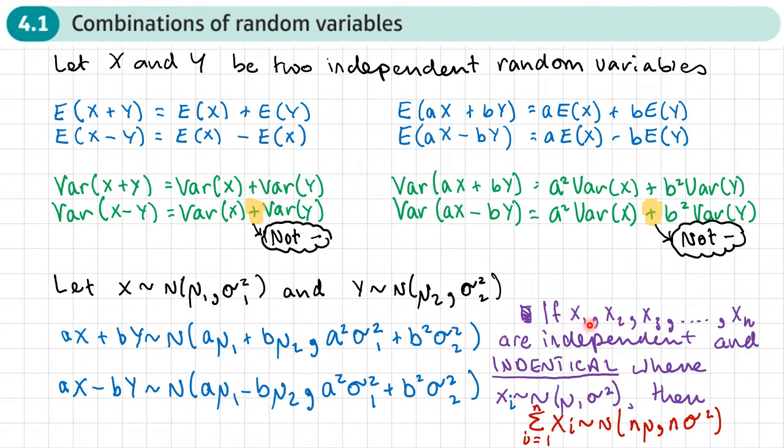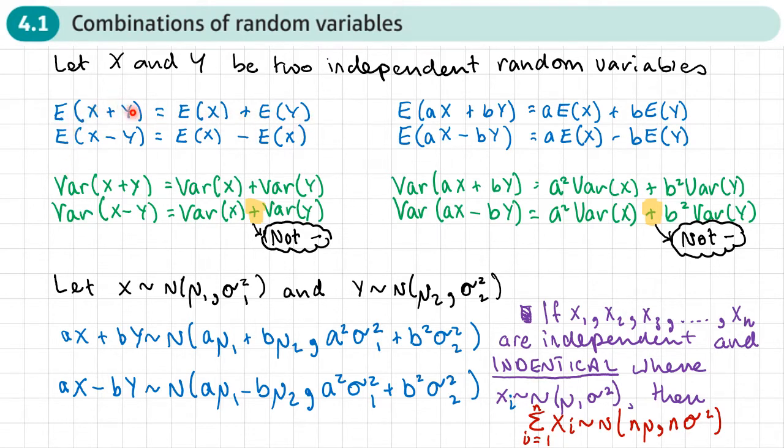So let's say, for example, I had 10 independent random variables, and they all had the same mean and all had the same variance. Then the distribution of those 10 independent variables would be 10 times the mean of each individual one, and n times, or 10 times, the variance of each individual one. And basically that's just an extension of this rule here.